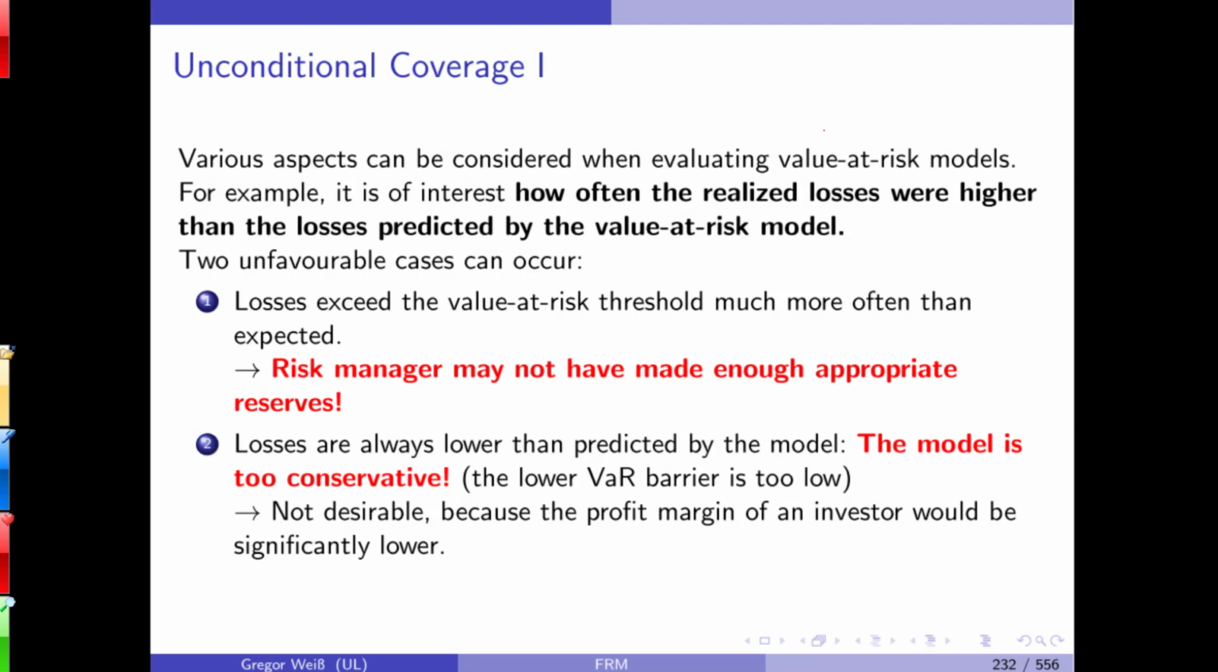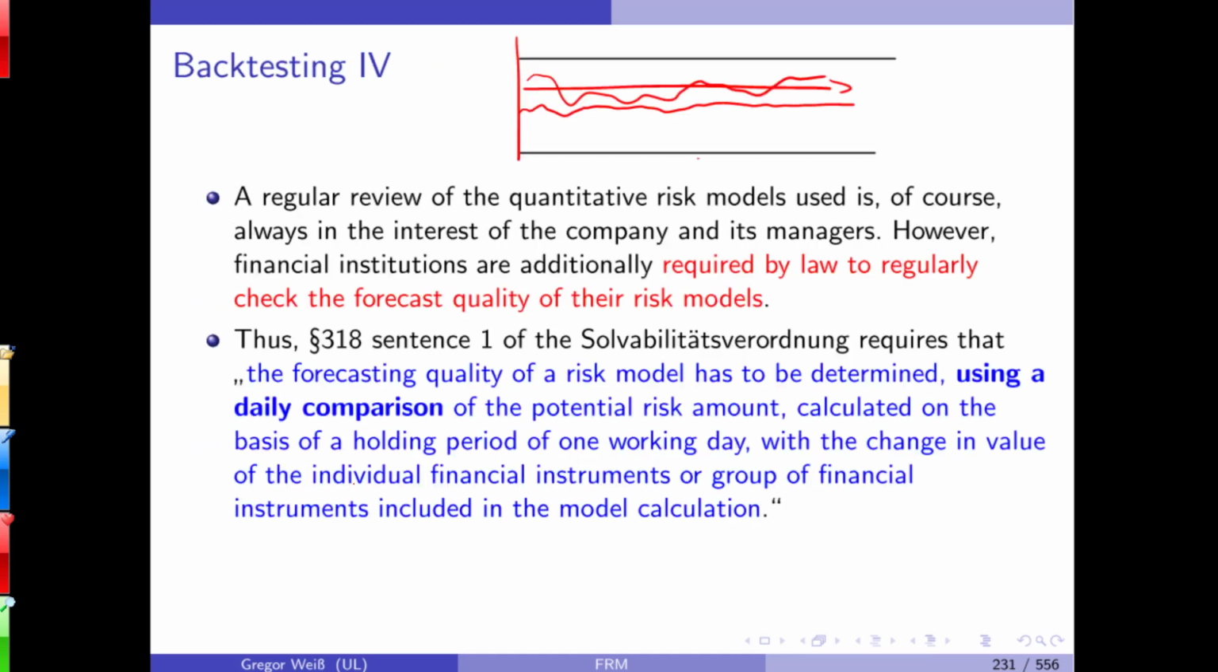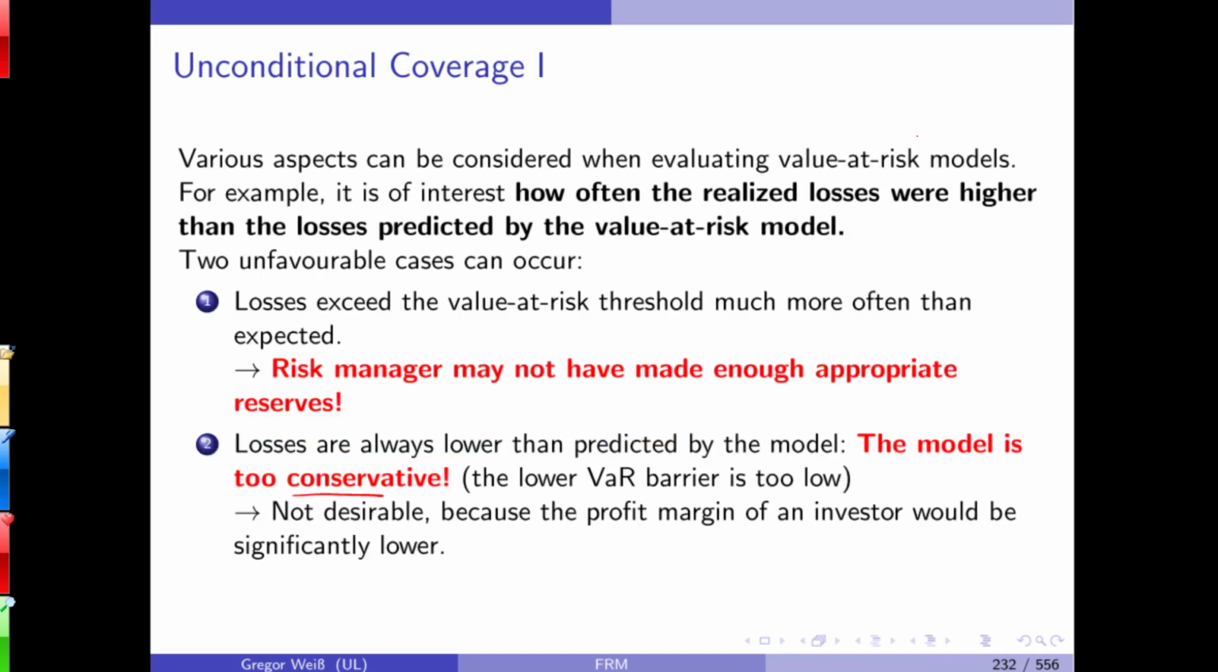Okay. Now let's see what types of backtests you can do. First thing you can do is test for the unconditional coverage of your risk estimates. That is, you can ask yourself how often the realized losses were higher than the losses predicted by the risk management, how many hits you've taken. So if losses exceed the value at risk much more often than expected, the risk manager may not have made enough appropriate reserves. Otherwise, if losses are always lower than predicted by the model, the model is too conservative. That's the case down here. It's way too conservative, way too pessimistic, and it's not desirable because the profit margin of an investor would be significantly lower. We are wasting risk capital.